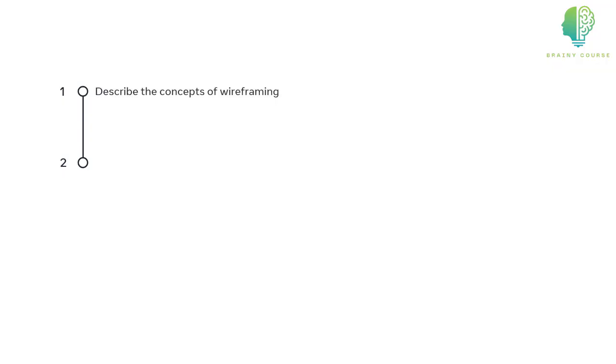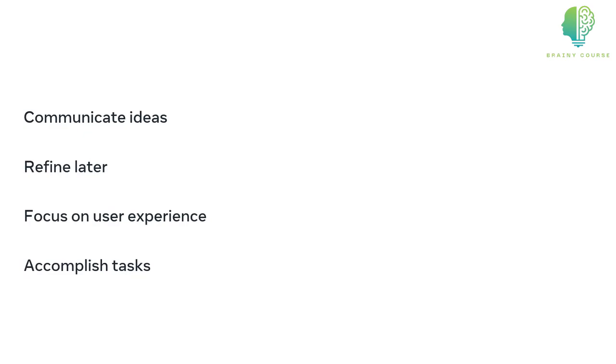You already learned how to create grids, draw shapes, and manipulate objects in Figma. In this video, you will learn to describe the concepts of wireframing and design wireframes using Figma. The purpose of a wireframe is to create a basic structure for each screen in the design before things like branding, colors, and images are considered. It provides a way of communicating ideas quickly, which can be refined later. You focus on the user experience and on what they need to accomplish a task.